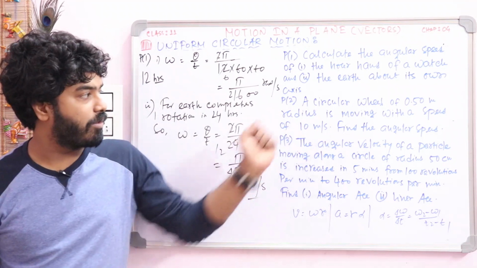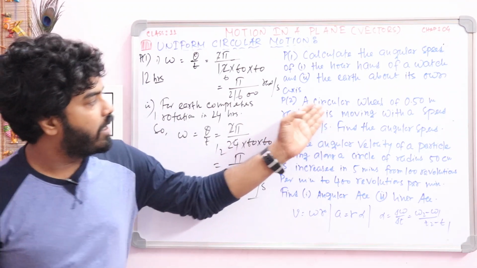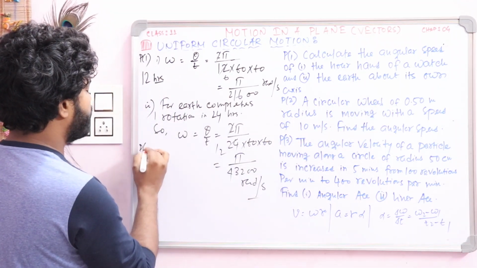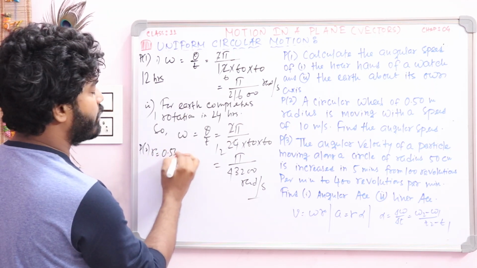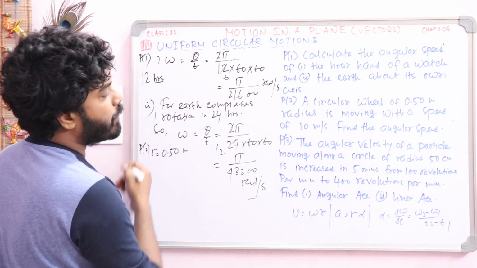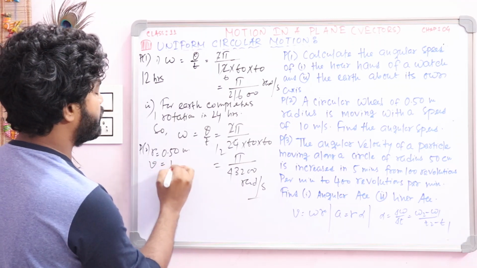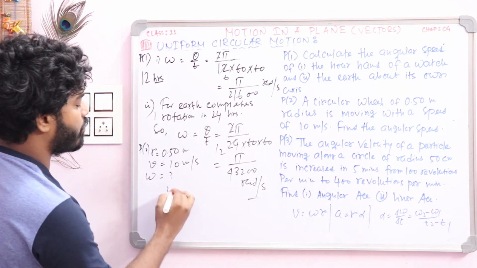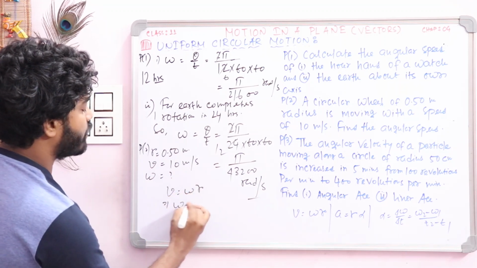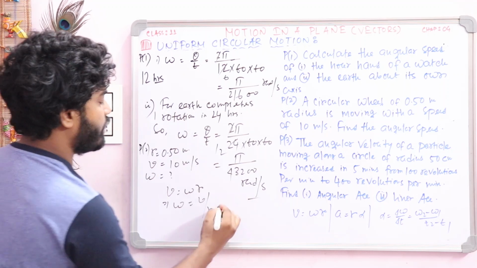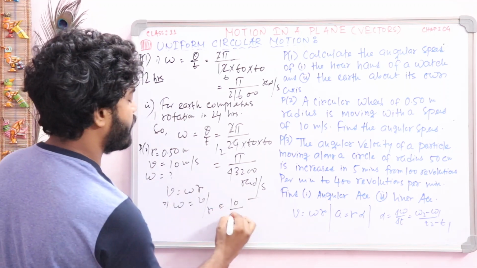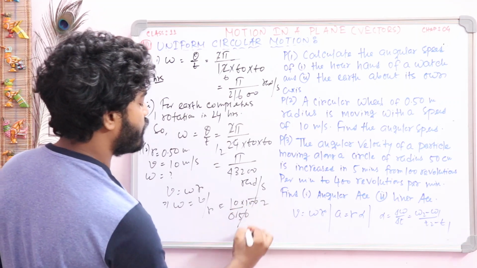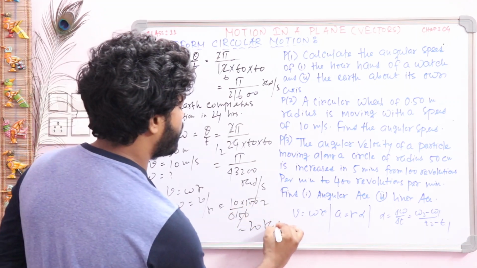Now see your second problem. Very simple: a circular wheel of radius r = 0.50 meter is moving with a speed of 10 meter per second. You have to find out the angular speed omega. So you just use the formula v = omega into r, so omega = v by r. In the place of v you write the value 10 and r you write 0.50, so this one will be 10 divided by 0.5, that is 10 into 2, 20. The answer will be 20 rad per second.